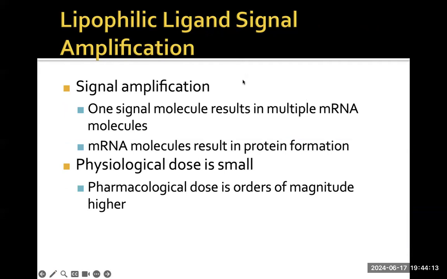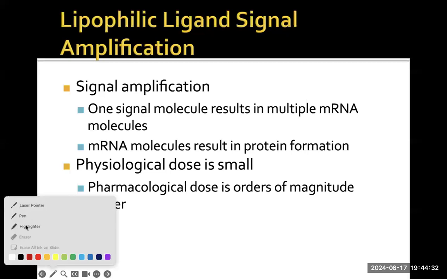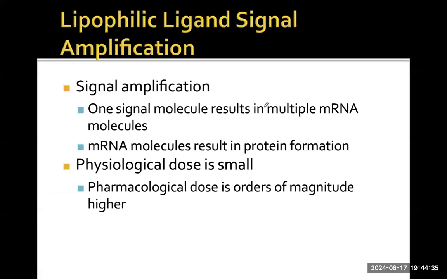Okay, next part is the lipophilic ligand signaling amplification. So this just says everything that I just told you, right? Signal amplification, you're going to have one signal molecule result in multiple mRNA molecules. The mRNA then is going to result in protein formation, and that's going to then create a cellular response. So really what they just said is the process of converting DNA into RNA is transcription. I'm not going to write that out actually because that's going to take me forever. But this is transcription and then this is translation, right? So this is rewriting and then understanding how you wrote it differently, which is going to create the proteins.